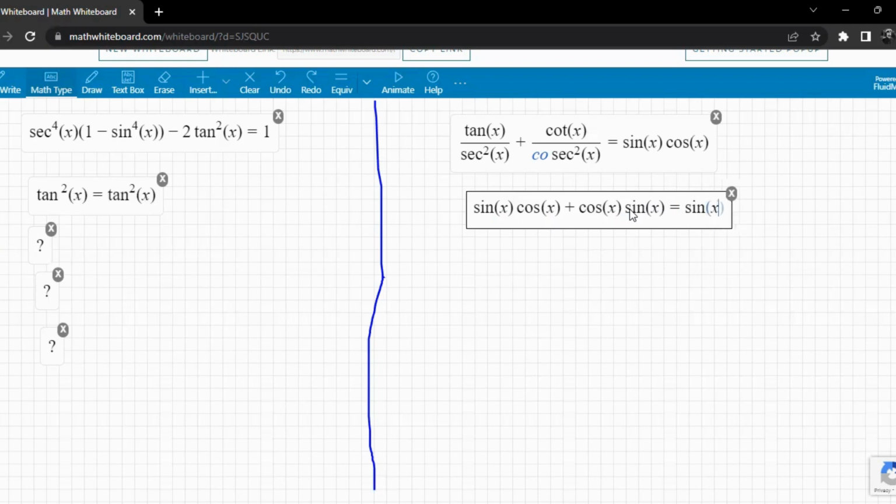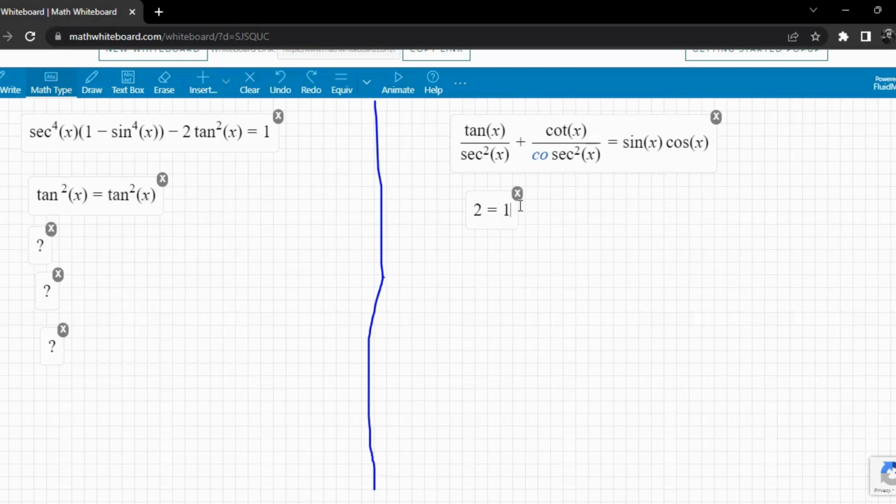So this being 2 sin of x times cos of x equals sin of x by cos of x, this won't be true, as you can easily see. If you cancel them out, this just becomes 2 equals 1, which is very obviously not true. So this is proven as false and the first one is true.